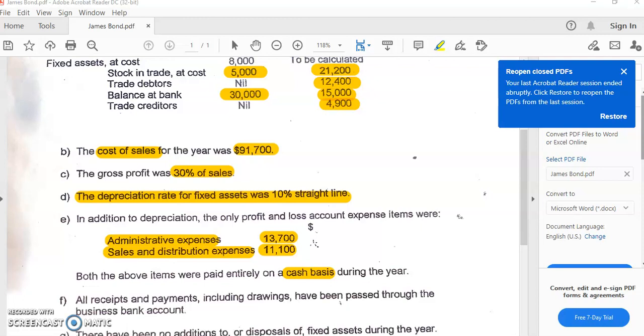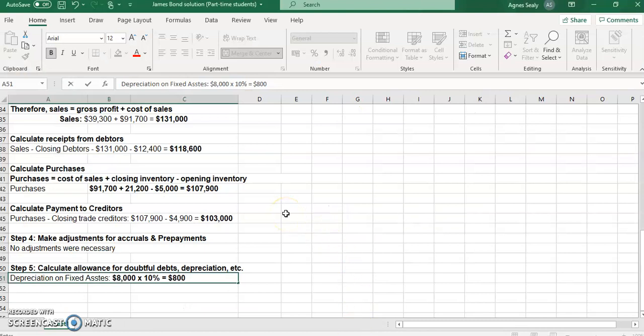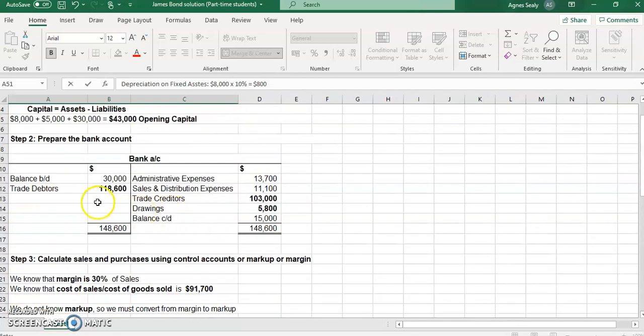Markup and margin. In our last video, we looked at the fact that we were able to calculate what our receipts from our debtors, or our credit customers, were. This is $118,600. We calculated our credit purchases, which were $107,900. And we were also able to calculate our payments to our creditors of $103,000. And we were able to enter the receipts from our customers and payments to our creditors into the bank account.